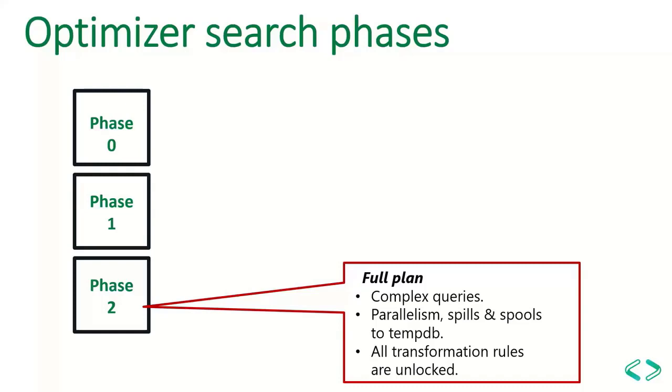And almost all the transformation rules are unlocked here. Now, what happens at this phase 2 is the optimizer will go ahead and prune off all the transformation rules that we are not using in our query.